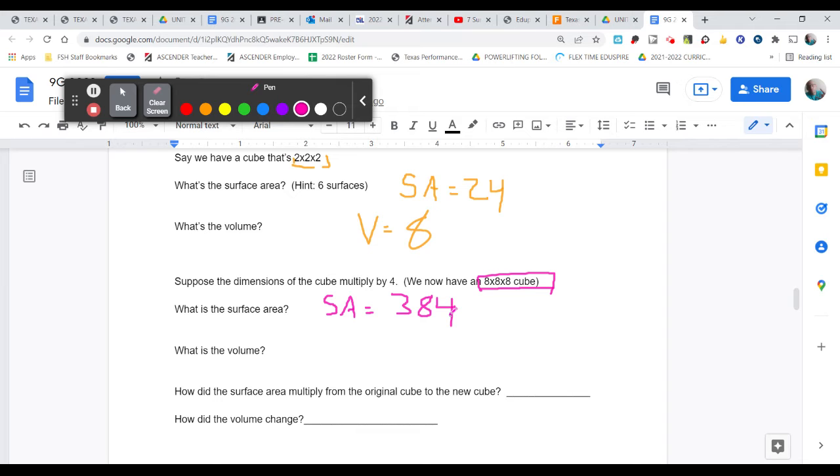Wait, how do you get 384? Great question. So if we have a cube that's 8 by 8 by 8, each square has an area of 64. Correct? 64 times 6 is 384.